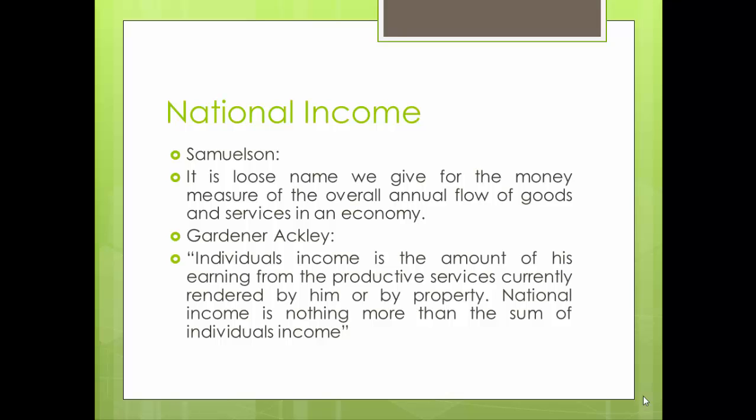Thus, individuals in a country contribute in the production process in the form of labor, land, capital, and organization, for which they get individual income in the form of wages, rent, interest, and profit. The sum total of these individual incomes, or in other words, the total of aggregate annual wages, rent, interest, and profit, will result in national income.